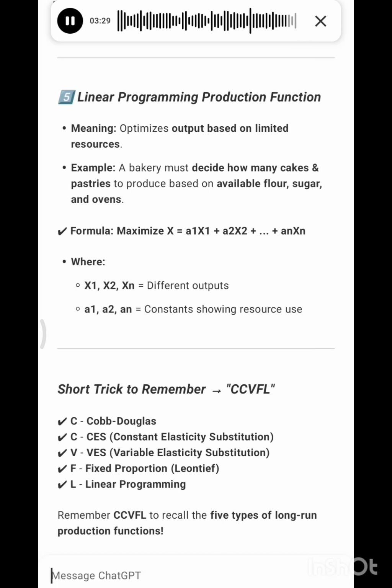Cobb-Douglas. CES, constant elasticity of substitution. VES, variable elasticity of substitution. Fixed proportion Leontief. Linear programming. Remember CCVFL to recall the 5 types of long-run production functions.